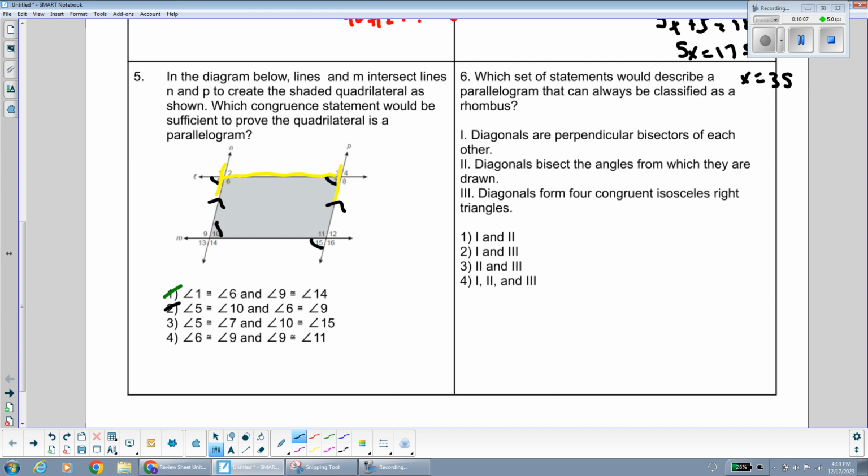So right now we have one pair of opposite sides that are parallel to each other from the congruent corresponding angles. Now let's check out the other pair of angles that they gave us. So here's angle 15. It's vertical to angle 12. Vertical angles are always congruent.